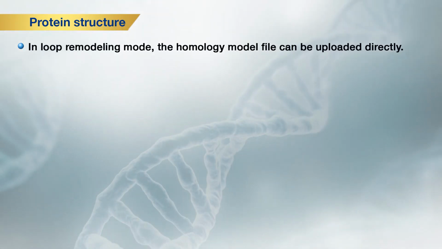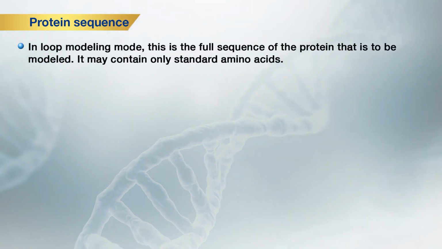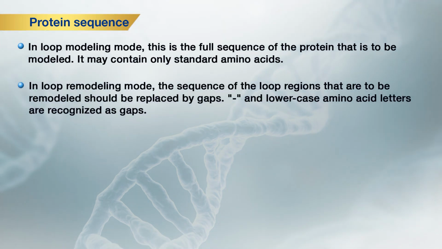In loop remodeling mode, the homology model file can be uploaded directly. In loop modeling mode, the coordinates of the loop regions that are to be modeled should be removed from the file. Now, let us see what to be done with the protein sequence. For the loop modeling mode, this is the full sequence of the protein that is to be modeled. It may contain only standard amino acids. In loop remodeling mode, the sequence of the loop regions that are to be remodeled should be replaced by gaps.